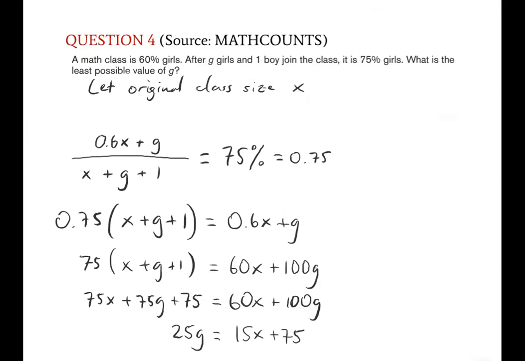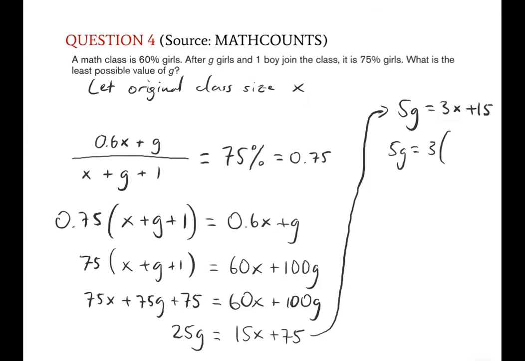Now each one of these terms is divisible by 5. So let's just divide everything by 5, and we'll get 5g is equal to 3x plus 15. To see things easier, I'm going to take out the 3 to get 3 times (x plus 5). So the question is asking for the least possible value of g.